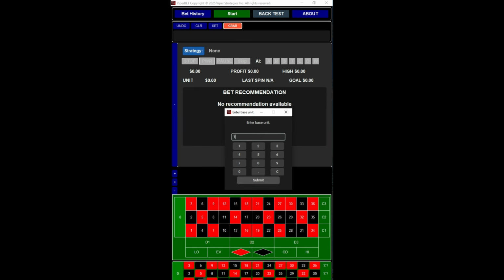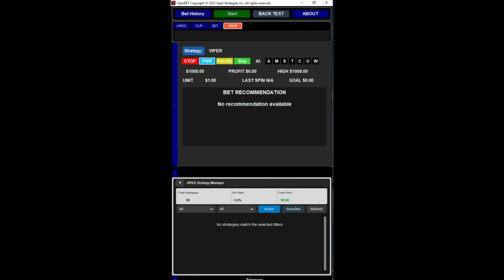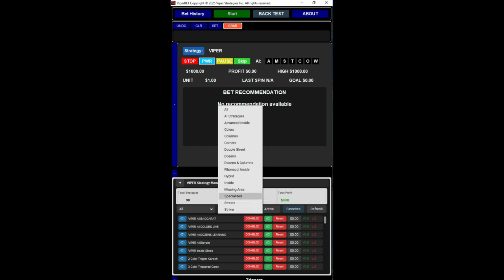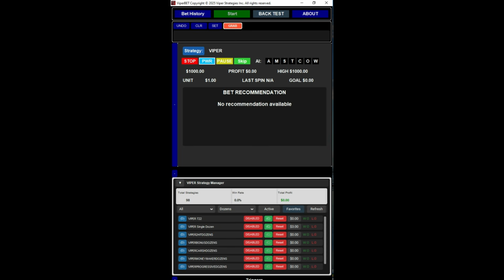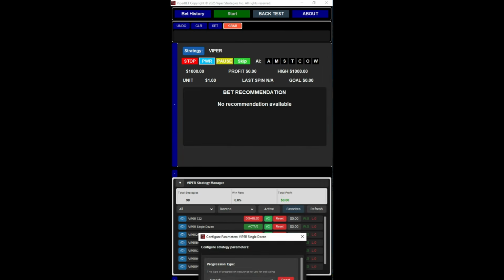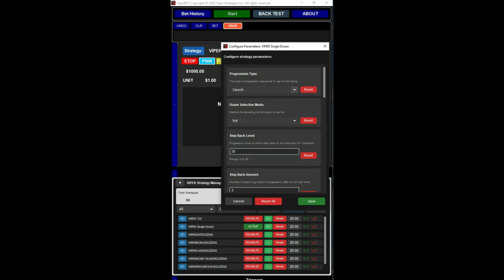Submit, base unit, skip. Actually, I'm going to change that base unit. So let me go in dozens. Let's go single dozen. Boom. Let's get aggressive with this. Will it yield better results? I'm going to go Fibonacci.